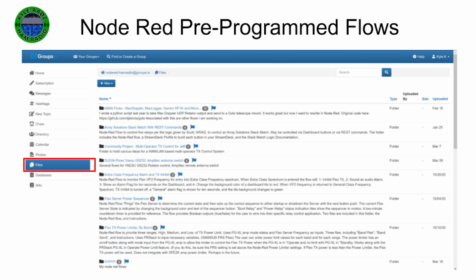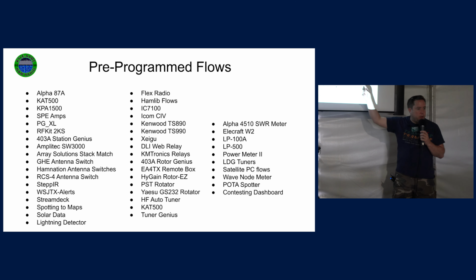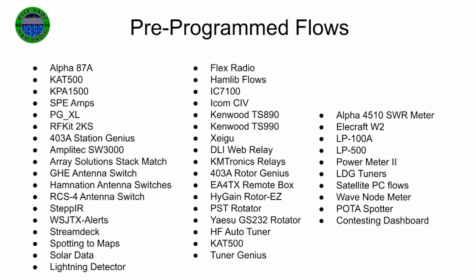So everything from 7300. Actually, somebody's got a 7300 flow. Yeah, they've figured out the CI-V and brought it into Node-RED. I think it takes some doing though, the 7300 is a little tough, but I think somebody cracked it. Here's all the pre-programmed flows that you can get. Anything by Elecraft, anything by Flex automatically works, just out of the box.